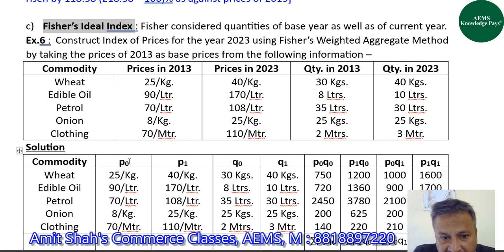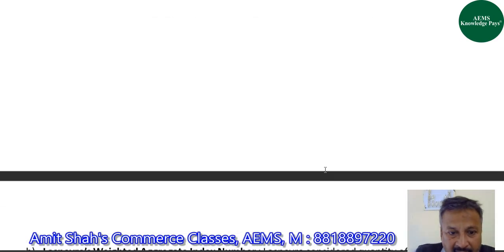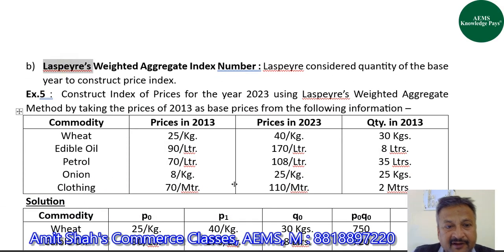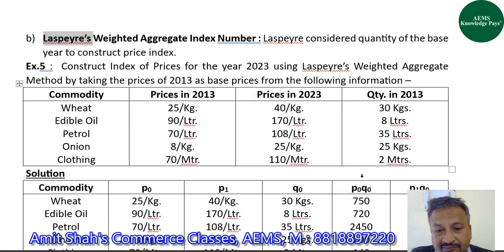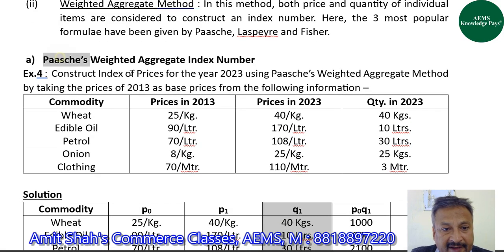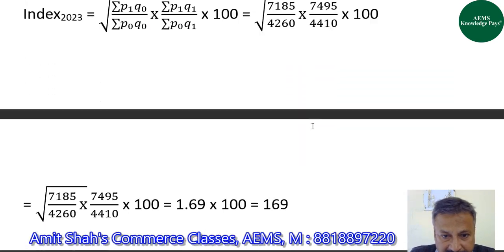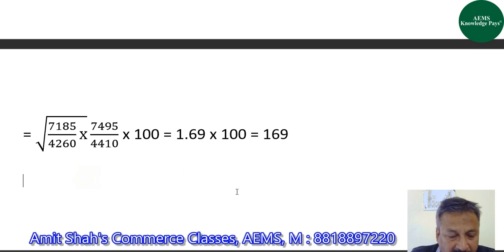He has considered quantity of the previous year as well as quantity of the base year as well as quantity of the current year, while Laspeyres considered quantity of the base year and Paasche considered quantity of the current year. So with this, guys, our weighted average index is also done.